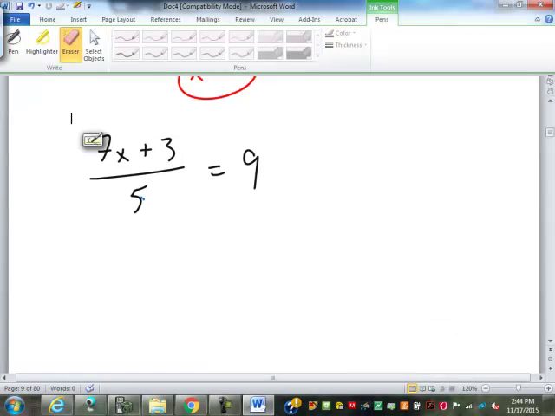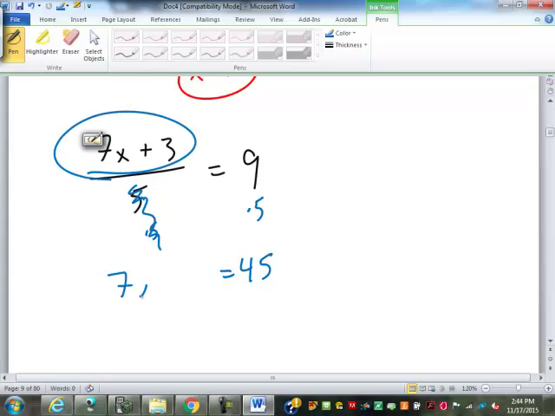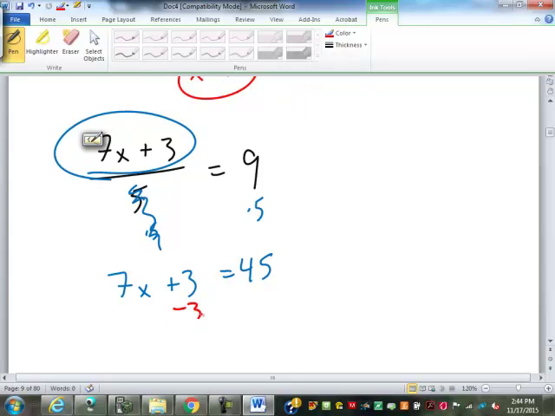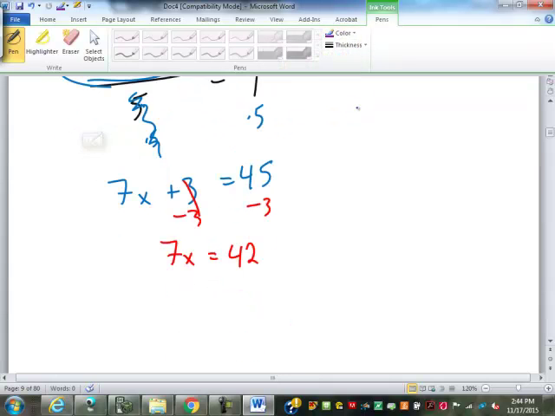So our first step, as we were saying, is to multiply by the 5 to get that out of there, to eliminate it. So we multiply the other side by 5 to get 45. And what's left over here is the 7x plus 3. Perfect. We subtract 3. So 7x equals 42. And then divide by 7. We got it. So x equals 6. Make sense?